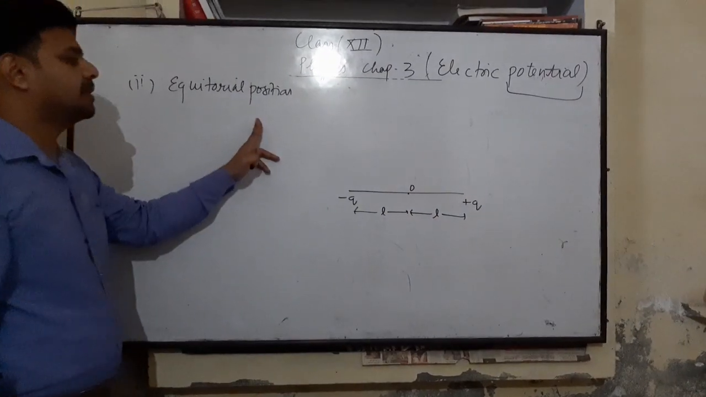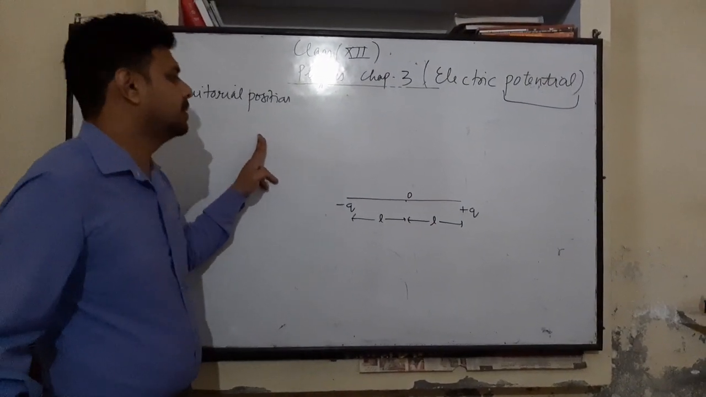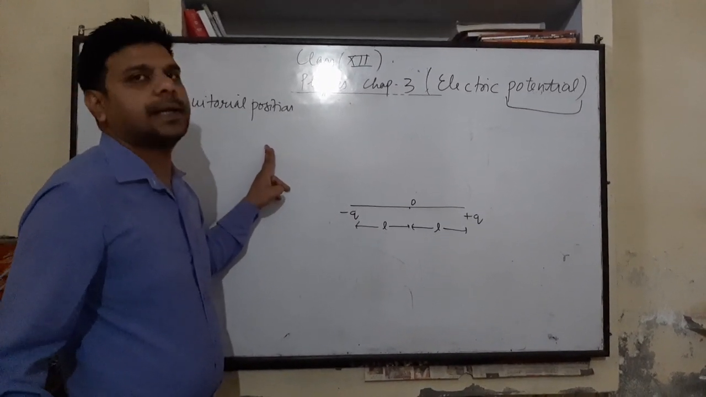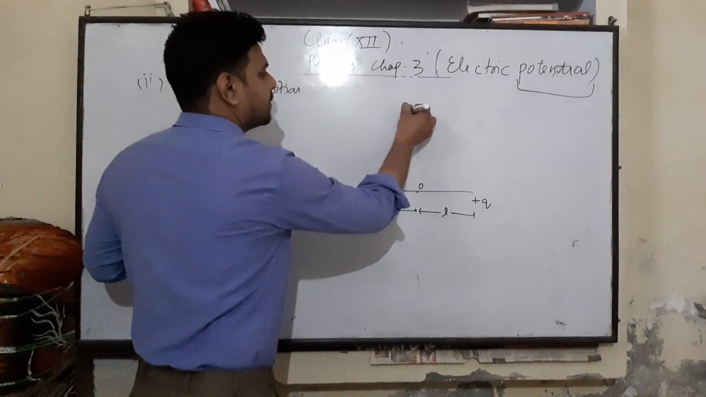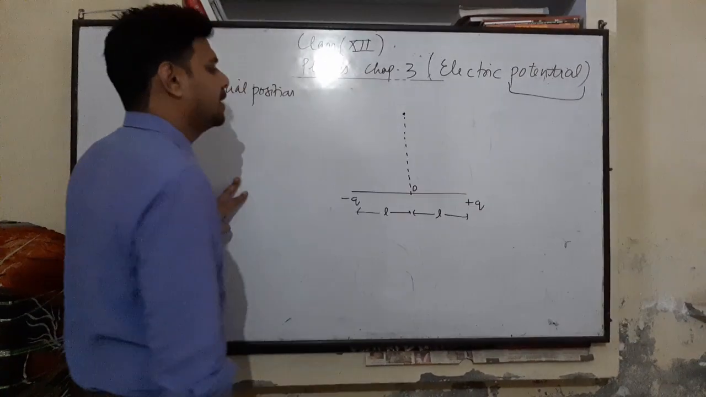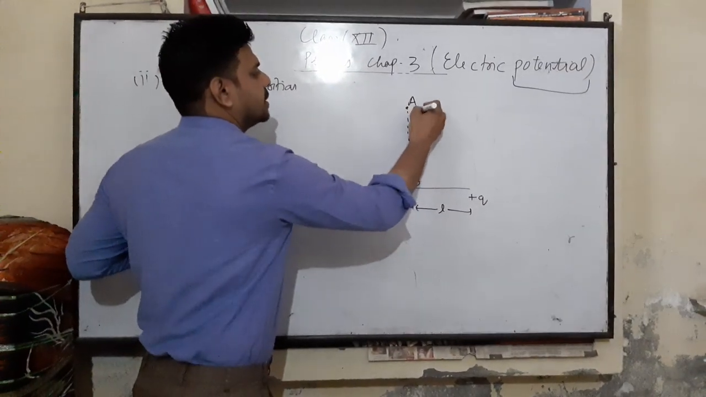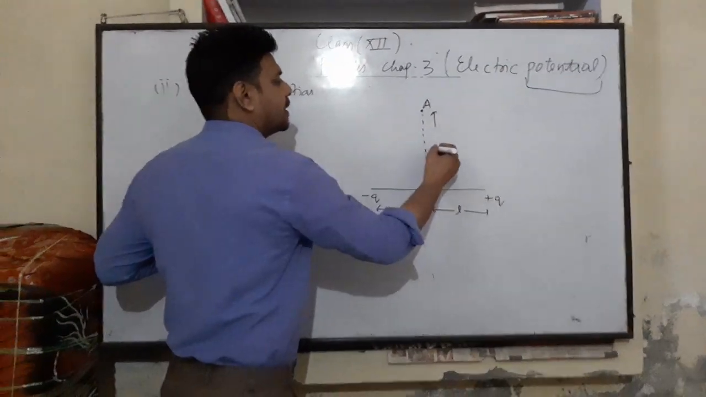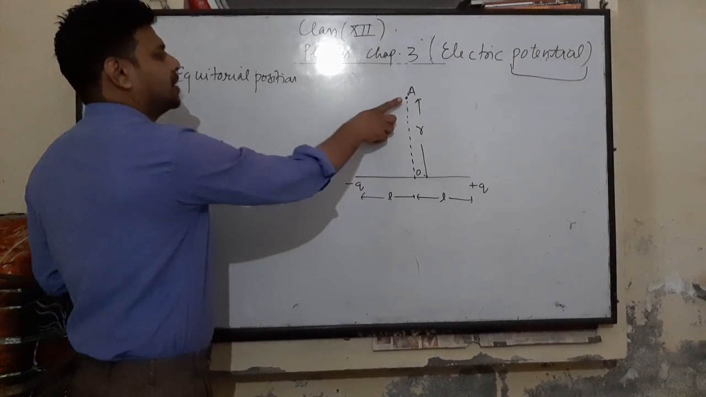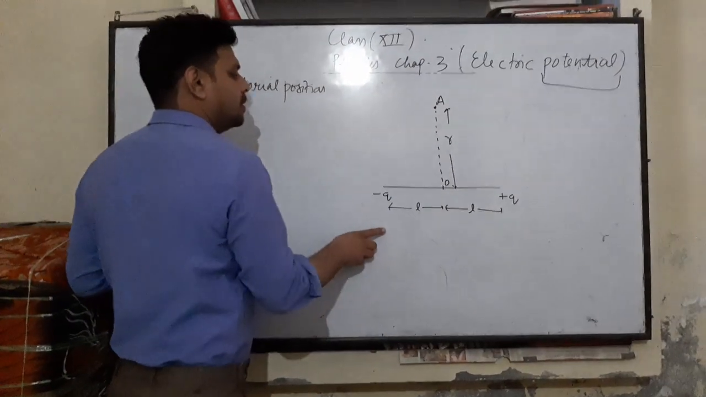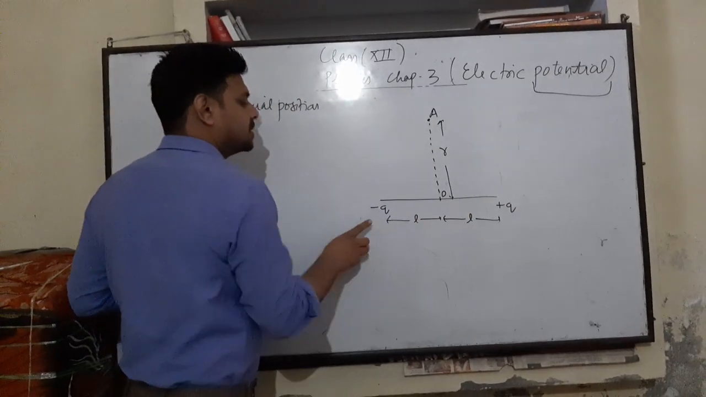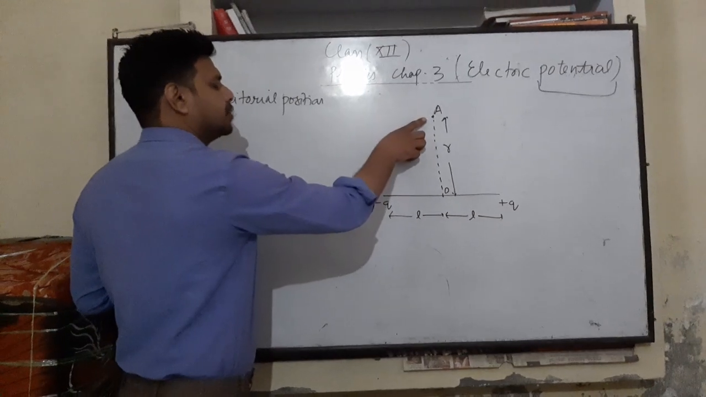In equatorial position, the observation point is on the equatorial line. Equatorial line means the right bisector. The observation point lies on the right bisector of the dipole. Consider this is the observation point. The distance of the observation point from the center of the dipole is r. Now we have to calculate electric potential at this point due to this dipole. For this, we will calculate potential due to both point charges separately at this point.